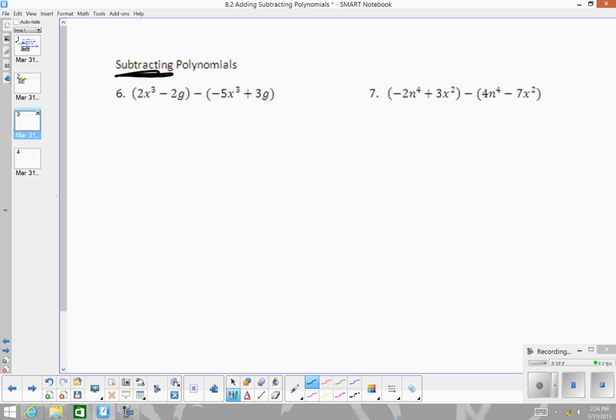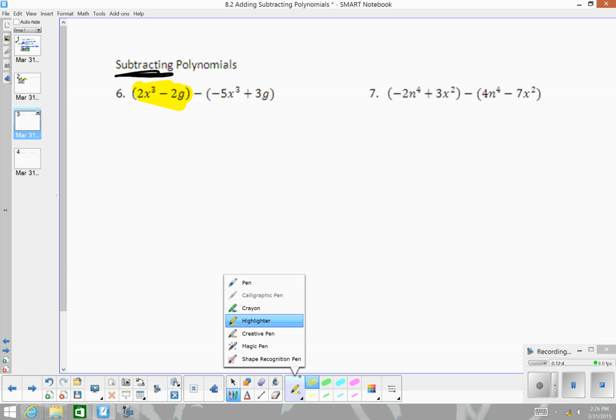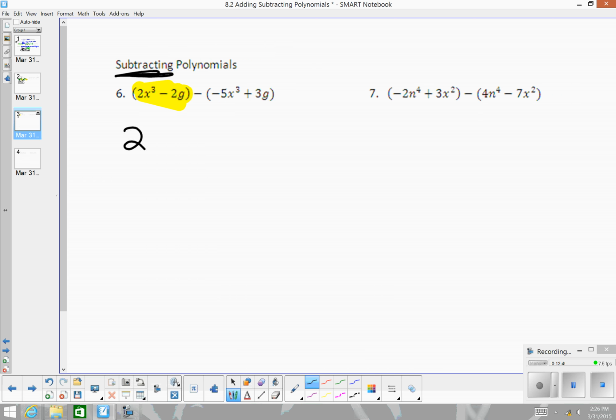Now, like I said, if you're adding two polynomials, all you're going to do is drop the parentheses. Now, when you subtract, you're going to drop the parentheses of just the first expression, okay? Just the first expression. So you're going to rewrite that as 2x to the third minus 2g. Okay, good. Now, before you drop the parentheses of the second polynomial, there's one minor detail.